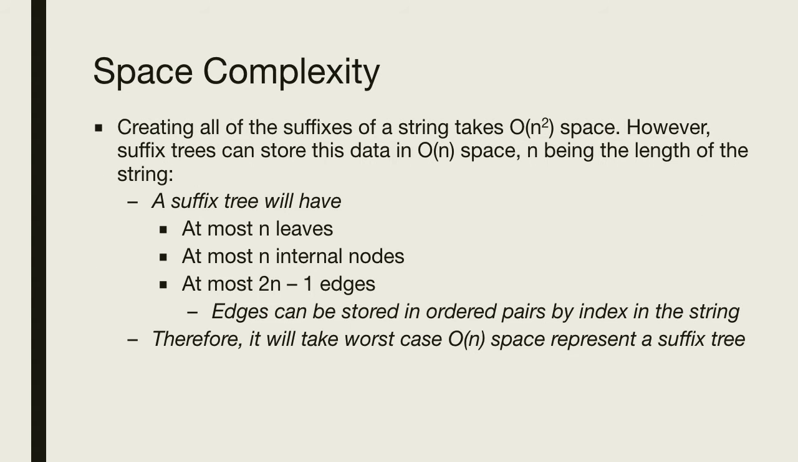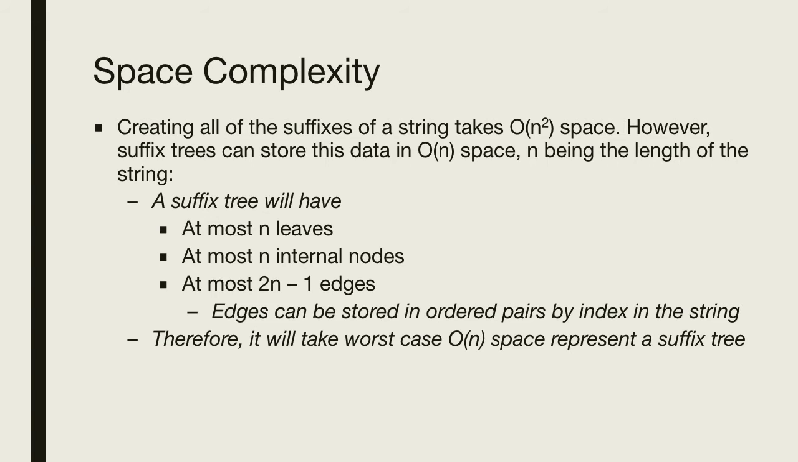Combined, all of the suffixes take n squared space. However, in a suffix tree, this can be reduced to linear space. The number of leaves is equal to n, where n represents the number of characters in the string, including the sentinel character. Because there are n leaves and at most n internal nodes, the worst case complexity for storing the nodes is O of n plus n, which equals O of n.